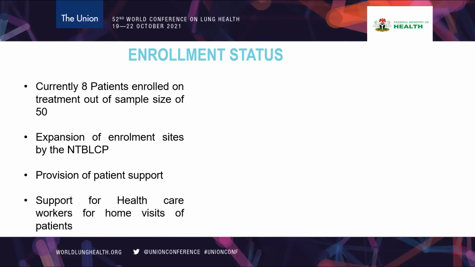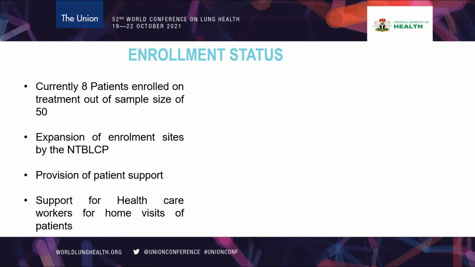Because of this slow pace, we had to increase enrollment, so to involve some other adjacent states. So there was expansion in terms of involving other states to be able to ensure that we meet up with the sample size. We also make sure that the patient had a provision of patient support, to make sure that once they enrolled on treatment, they are able to follow through with their treatment without getting lost to follow-up. Then we support the healthcare workers also in terms of home visits and some of these things that are necessary for them to keep their patients.